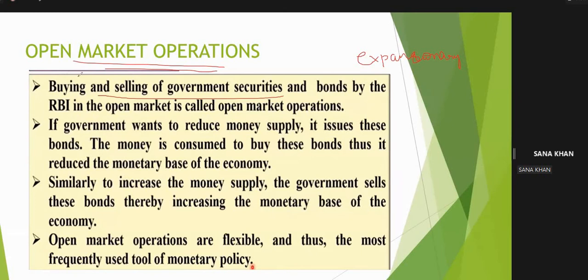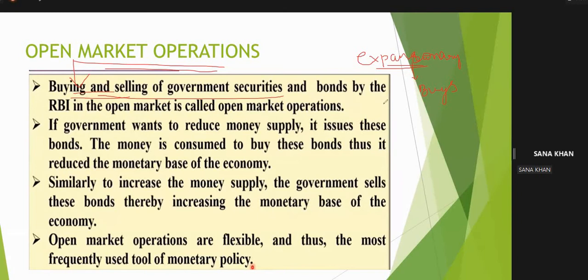I'll just repeat. This is the market where buying and selling of government securities takes place. Now, suppose the RBI wants to expand, that is, inject more money into the economy, whether they buy or sell the securities. Buy the securities. Yes. If the RBI buys more securities, they will be paying money to the commercial banks, and there will be more money supply.